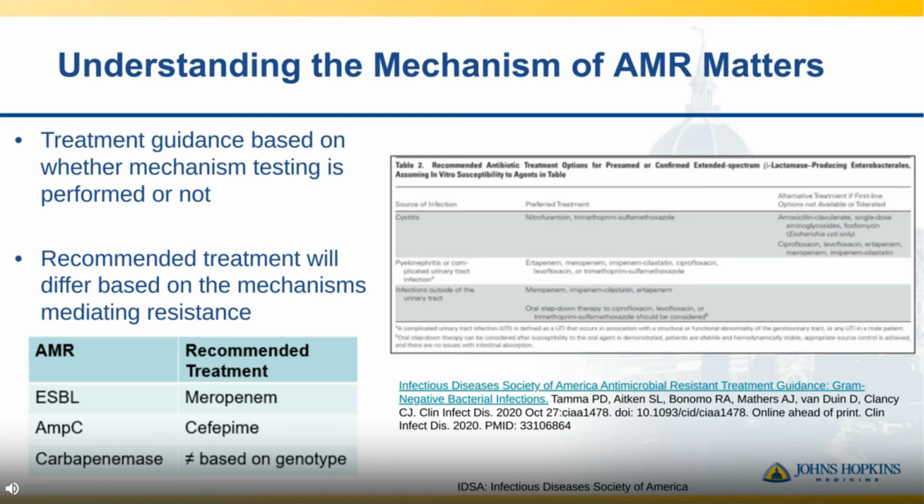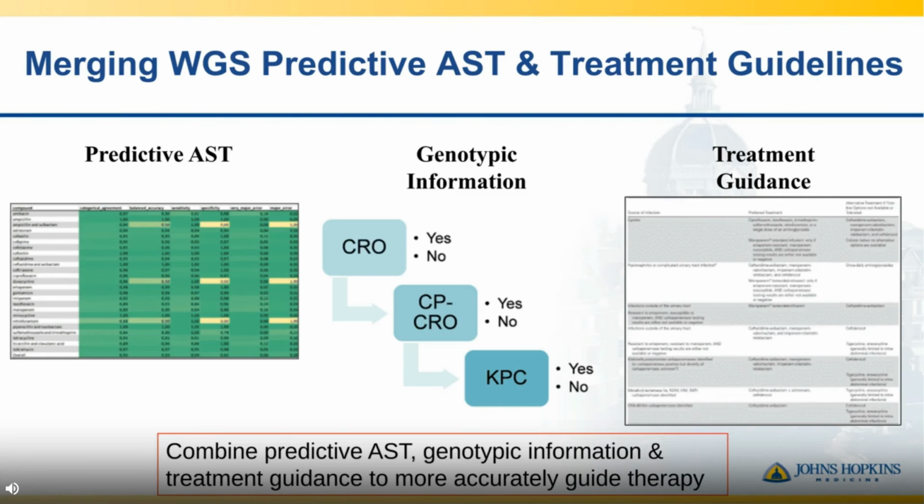And the same with carbapenemase producers, where based off of whether it's a carbapenemase producer or not and the genotype, the recommended therapy will vary. So we've been working with Aris again to try to merge the predictive AST and that genotypic information to try to more accurately guide therapy.